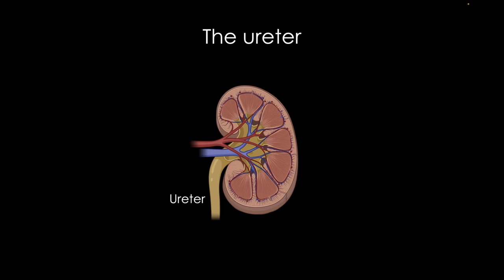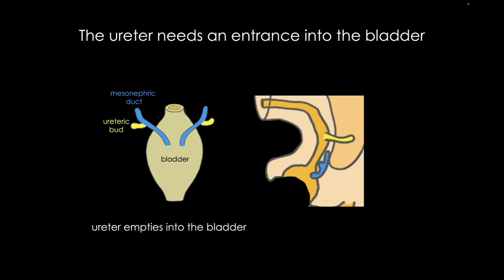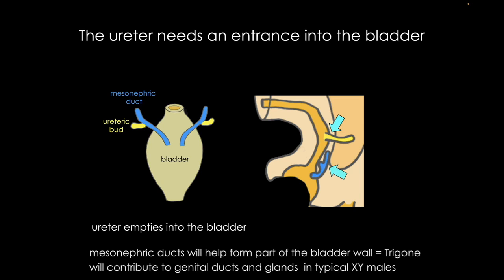All right, let's talk a little bit more about development of the ureter. Now, I want you to recall that the ureters are outgrowths from that ureteric bud, which is an outgrowth off of the mesonephric ducts. Now, eventually, the ureter is going to need an entrance into the bladder. So how exactly does this happen? Turns out that the mesonephric ducts are going to help form part of the bladder, something called the trigone that you can see in gross anatomy, and it will also contribute to the genital ducts and glands in typical XY males, as I talked about previously. But again, the ureter has its own entrance.